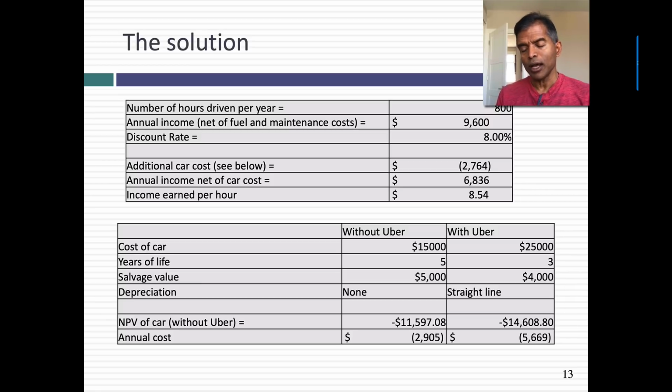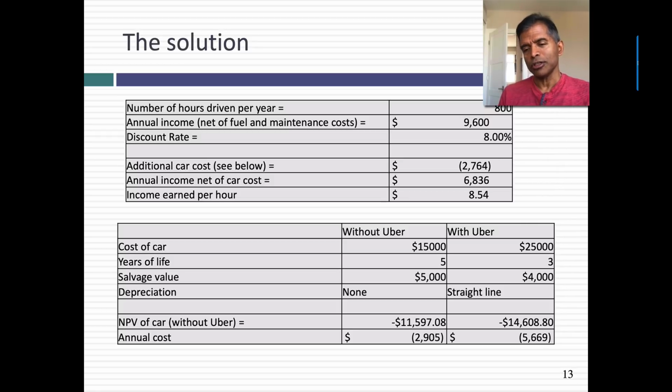I get a net present value of minus 14,608. Remember, you can't compute net present values over different lives, so I convert those two into annuities. My without Uber investment turns out to be about minus 2,900 a year. And my with Uber investment turns out to be minus 5,669 per year. You take the difference between those annual costs, that's 2,764.